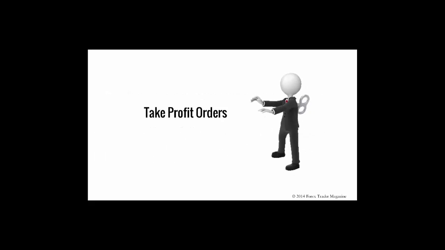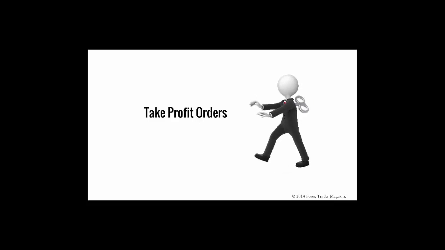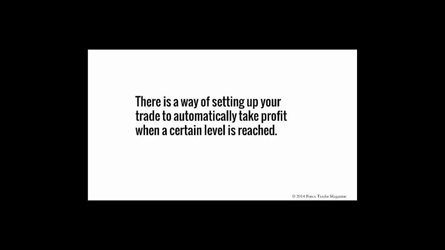We don't have to be sat over the screen to either place orders or to close orders. And if we decide what level of profit we want on a particular order, that's fine. We can actually place what's called a limit order to take us out of the trade when we reach that level of profit. And there is a way of setting up your trade to automatically take that profit when the level is reached that you decide in advance that you're going to take it at.